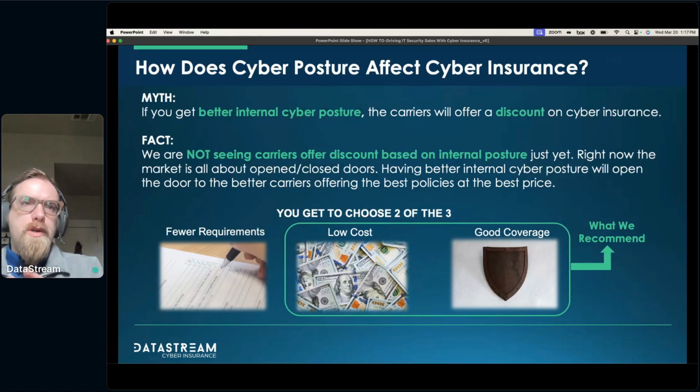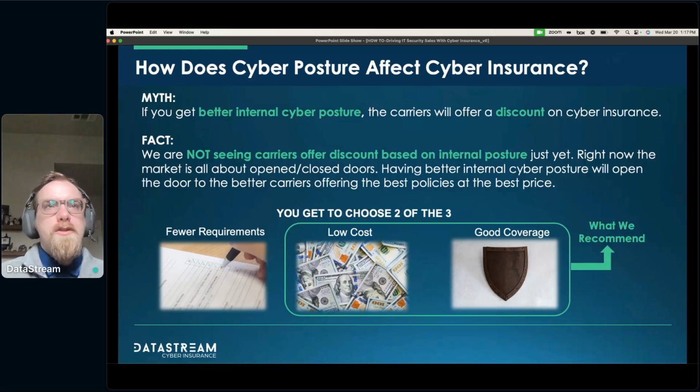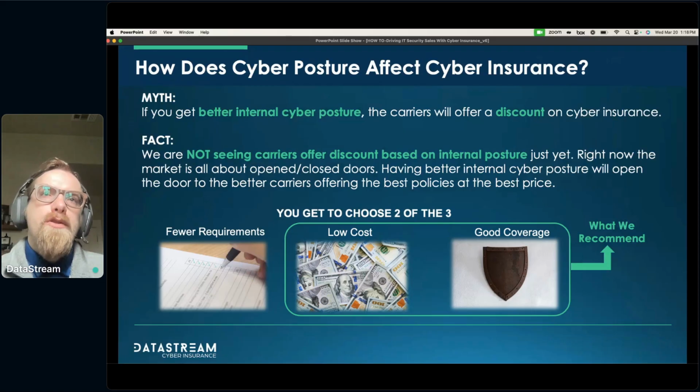So covering those three areas, I like to frame it around a very common myth that I get. It's the most common thing I hear when I am talking to new partners or customers alike: the myth that as I get better internal posture, the carriers will then offer me a discount on my premiums or my deductibles for cyber insurance, when in fact we are not seeing the individual carriers offer discounting. It's really all about closed or open doors right now.